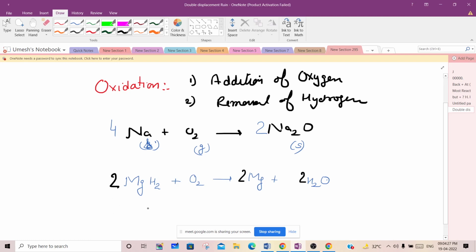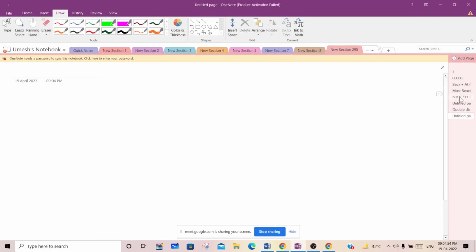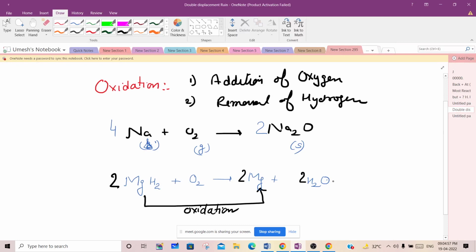Of course, but I was focusing upon the concept. What is meant by the word oxidation? Oxidation means addition of oxygen or removal of hydrogen. I can say the magnesium hydride has been oxidized. Understood the concept? So it is addition of oxygen and removal of hydrogen, or any one of them will happen? Any one of the two.